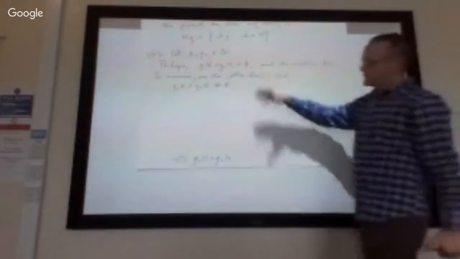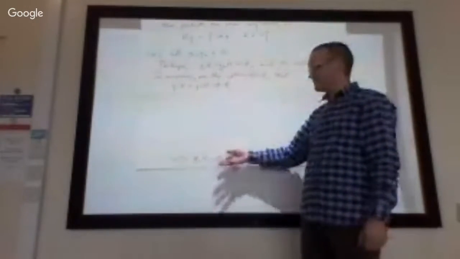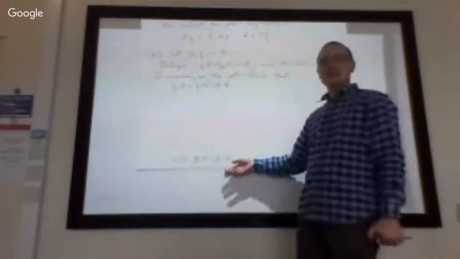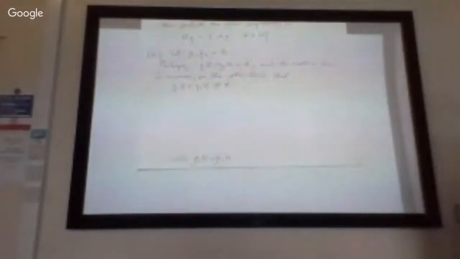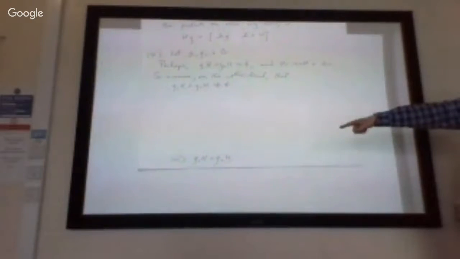Wherever possible, always be looking to identify what the destination is. Because you can't really go anywhere unless you know where you're trying to go. So we're assuming that there is a non-empty intersection and we want to conclude this.